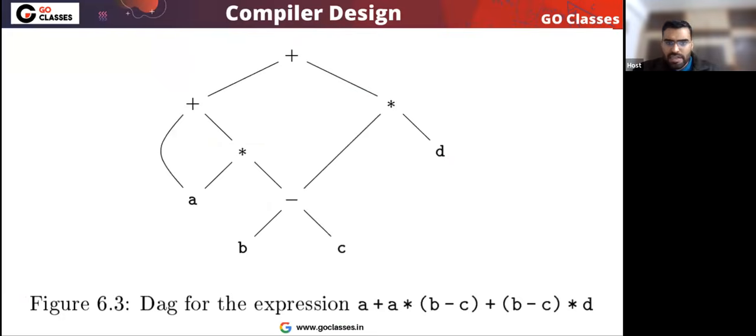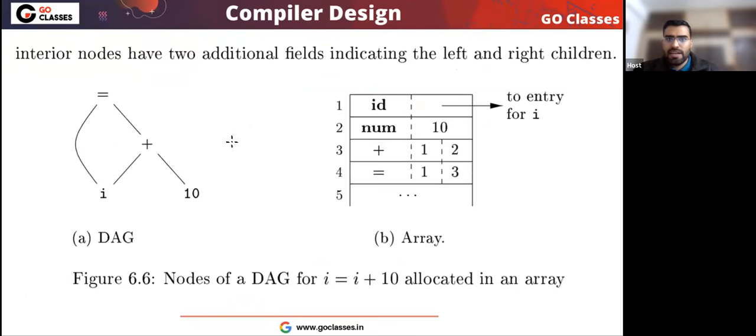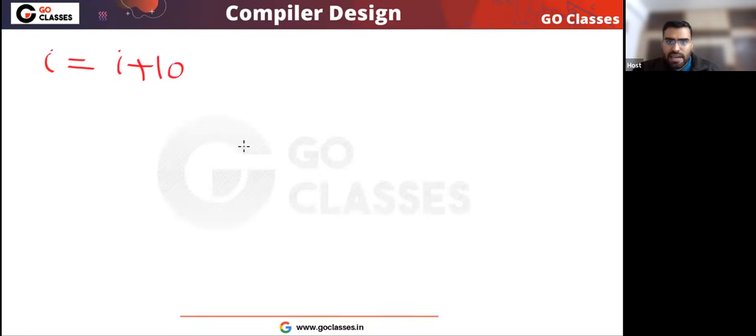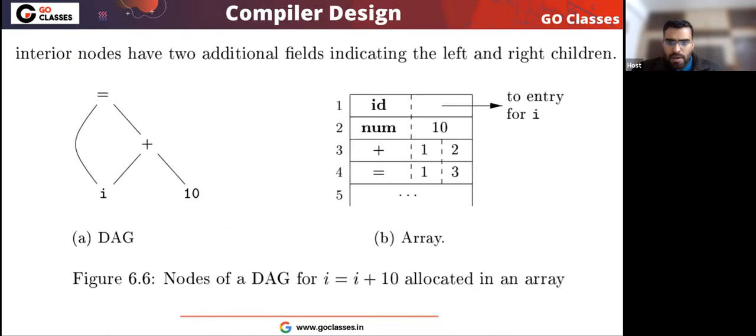This is how we implement DAG. This is the implementation of DAG. This is how your compiler will create DAG. Your compiler is going to create DAG, and this is how your compiler is going to create DAG. No, this is the implementation of DAG. Your compiler will create DAG.